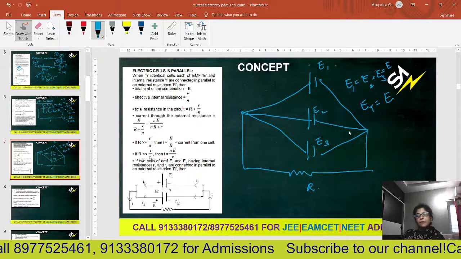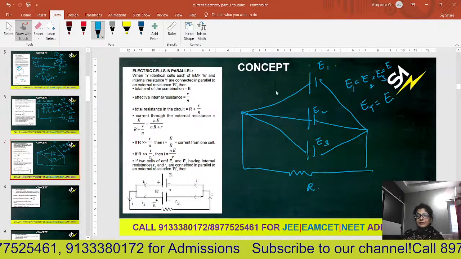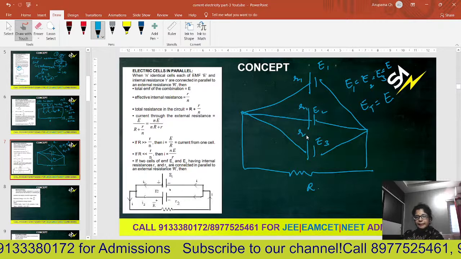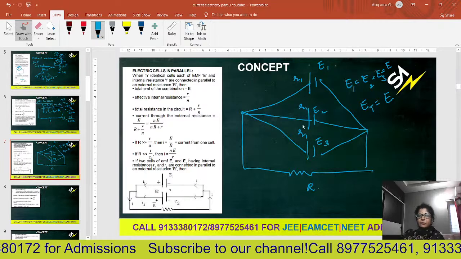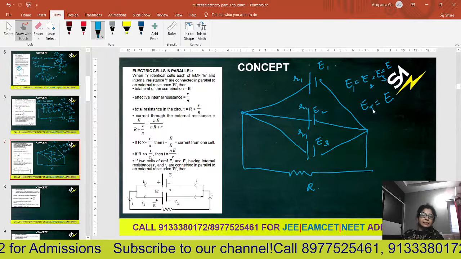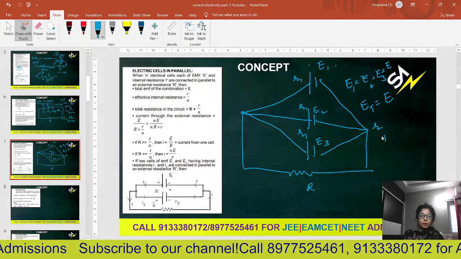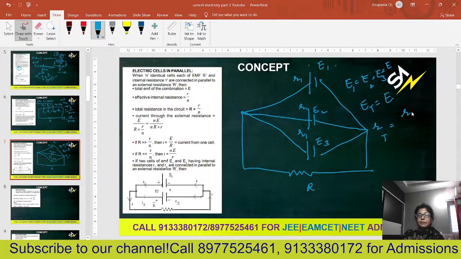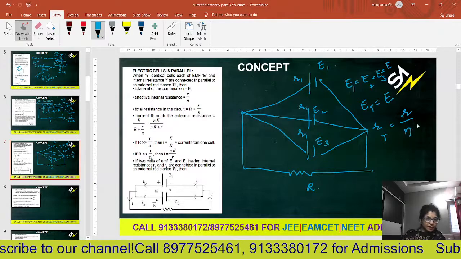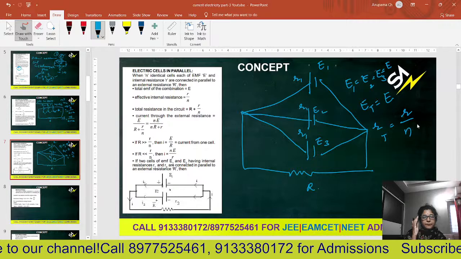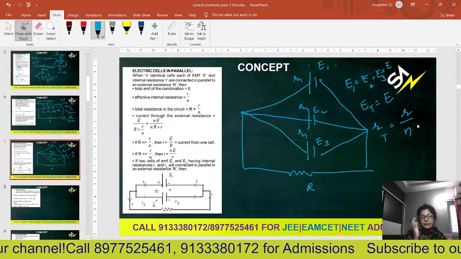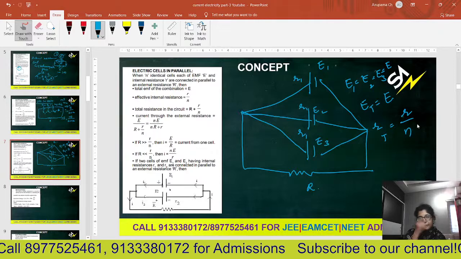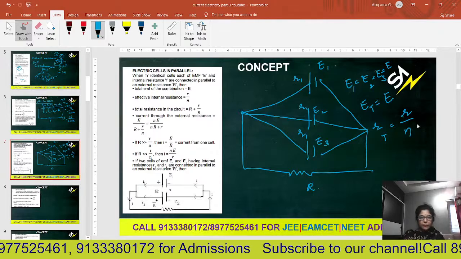Then what will be the total resistance? Like every battery, now we'll have a total internal resistance. Let us suppose all these internal resistances are equal. Then what will be the total resistance of this particular arrangement? This will be R by N. Like we have already learned, when resistors are in parallel, the total resistance is equal to R by N. That we have already learned.